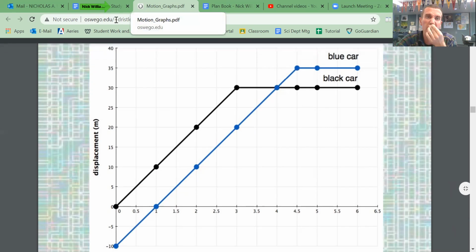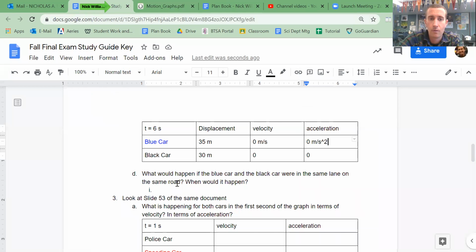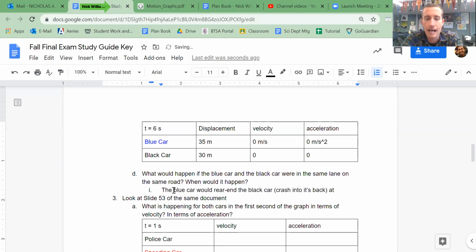So in here, what would happen? The blue car would rear end the black car. And that means it would crash into its back at 4 seconds.